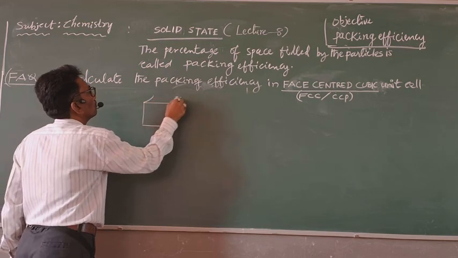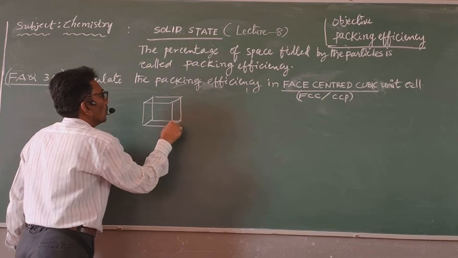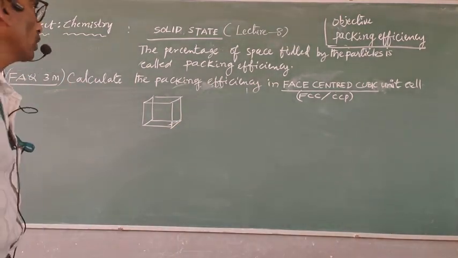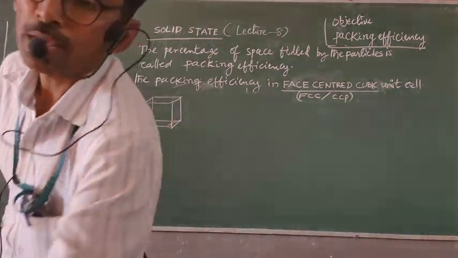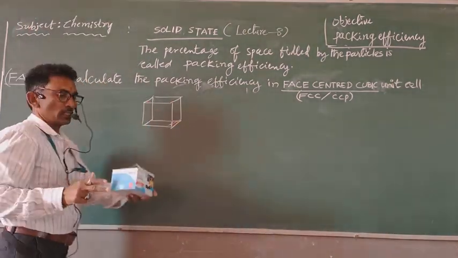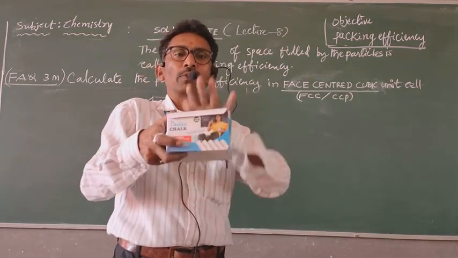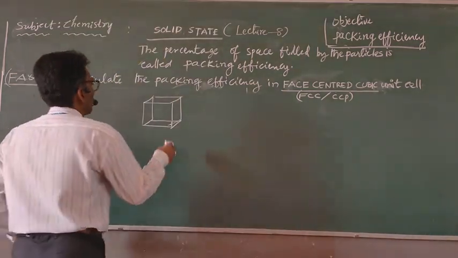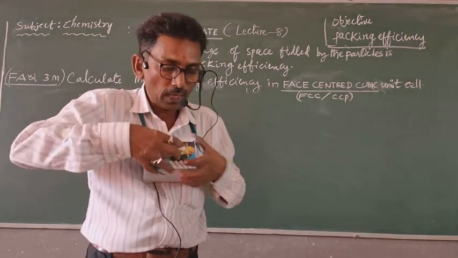Just draw a cube. Yes, in FCC, what is the location of the particles? Where are the particles located? The particles are located at corners of a cube, that is, along with corners, at the center of the face. This is one face, this is another face. See here, this is one face, second face, third face, my side fourth face, top side fifth face, and bottom side sixth face. So here observe, this is corner, face centered and opposite corner.